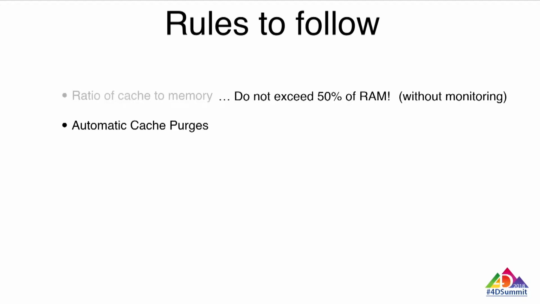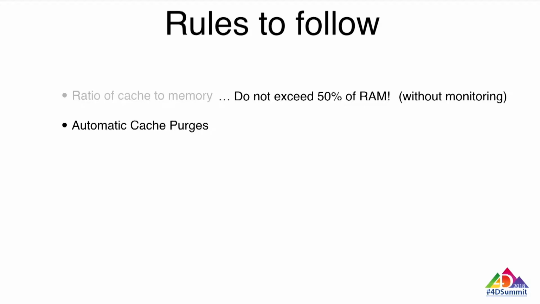The second rule is about automatic cache purges. Basically, when you've set your cache size to a certain value, let's say 10 gigabytes, then when your used cache reaches or approaches 10 gigabytes, there will be an automatic cache purge. It used to be 25% of the memory that would be purged, but I believe now as of V16, it's about 10% of memory. So basically, that happens automatically.